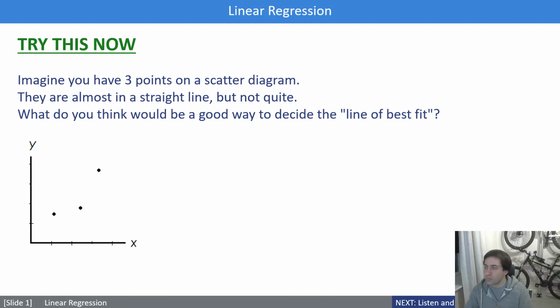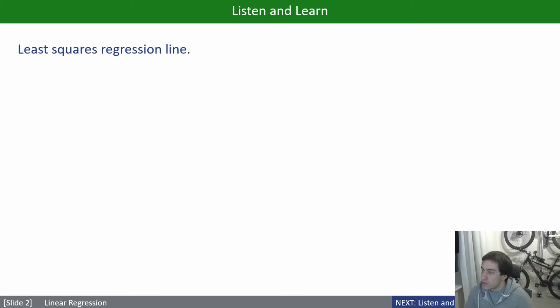Okay. So having had that moment to think about it, let's take a look then at how we are going to do this. The way we're going to do it is one possibility, but it's a very standard and one of the most commonly used ways of doing it. There is no perfect answer really to this question. How would you draw an approximate line?